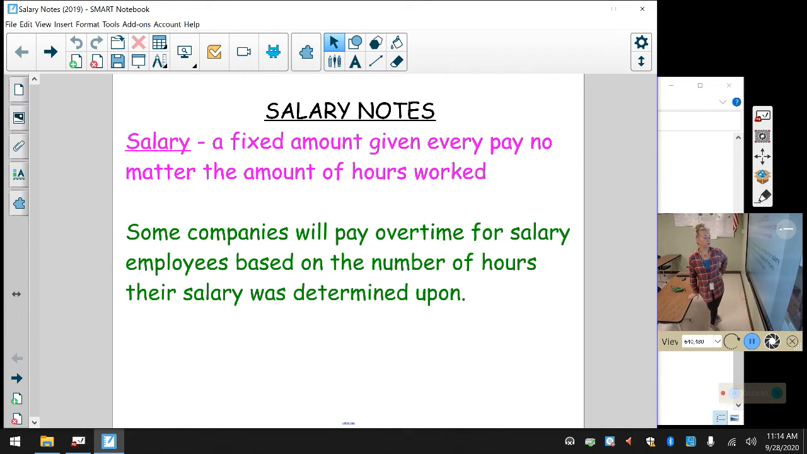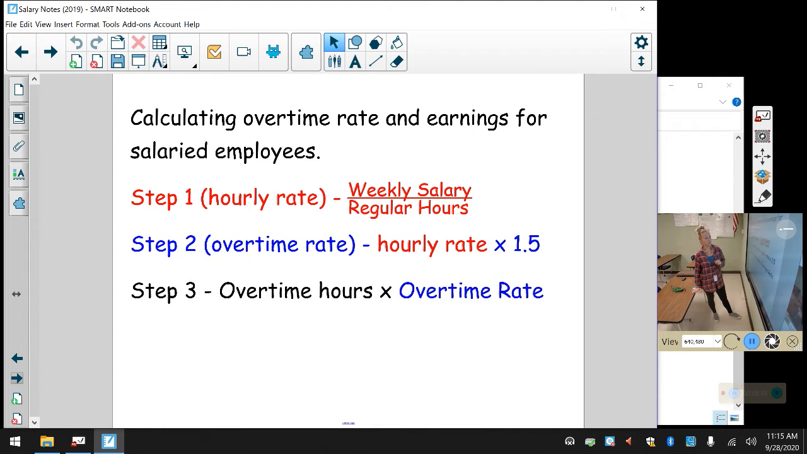Some companies will pay overtime for salaried employees based on the number of hours their salary was determined upon. So let's look at that. Calculating overtime rate and earnings for salaried employees. Since you don't have an hourly rate, you have to calculate your hourly rate first, and then from there, find your overtime earnings.